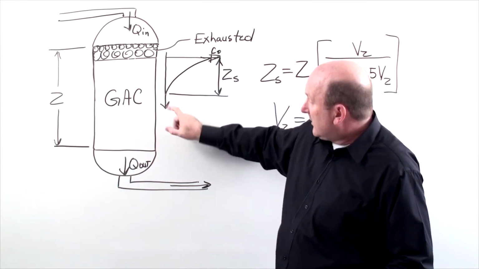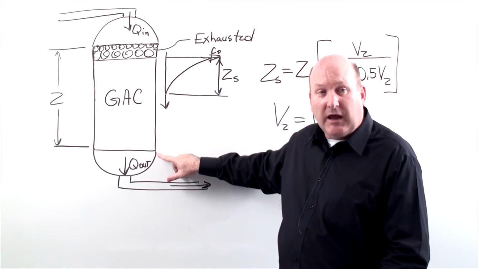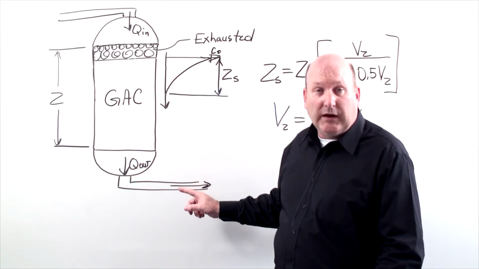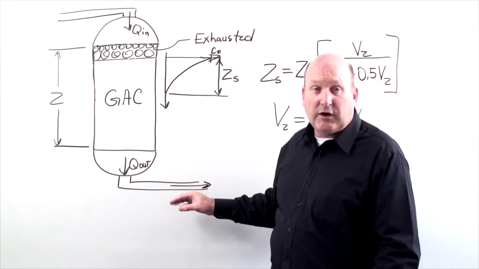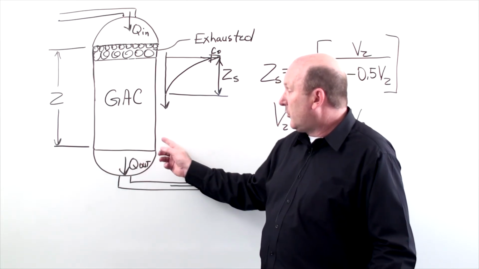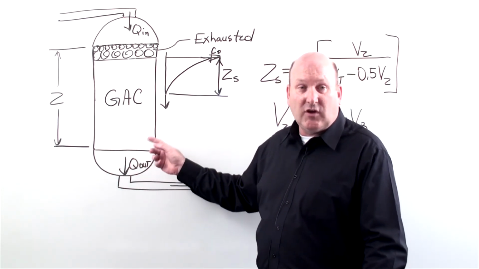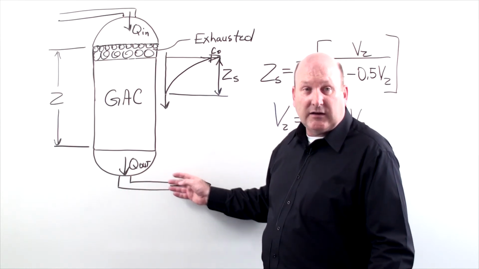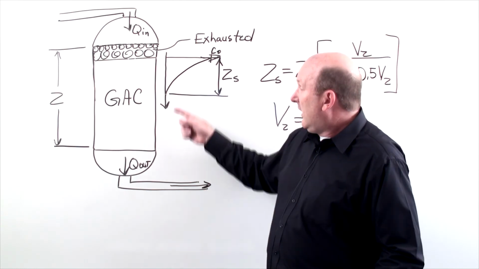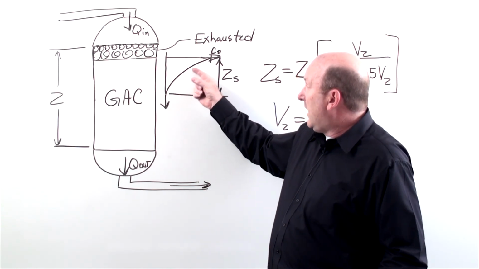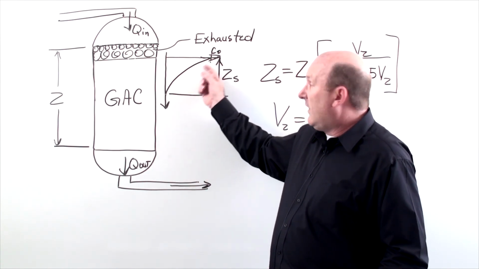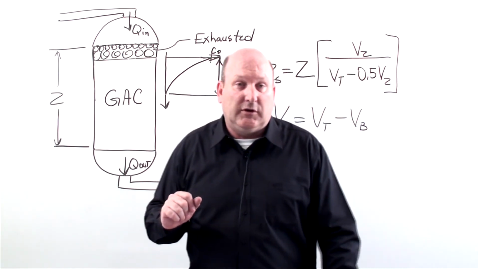When the breakthrough point reaches the bottom of the bed, the effluent from the contactor will reach the breakthrough point. We'll be at that breakthrough concentration. As you continue to operate the contactor, the bottom portion of the bed will eventually become exhausted, and the effluent from the contactor will have the same concentration of contaminant as the influent. And as we move down through the bed, this adsorptive zone concentration, you'll see, will rise according to that curve in the effluent of the contactor.